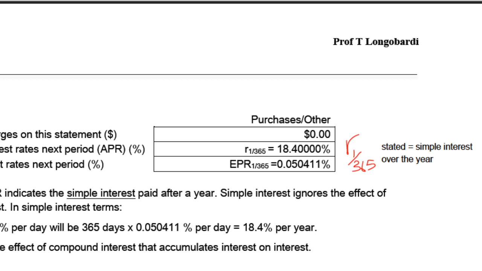But how it's calculated, R1/365 is calculated by taking, and you know this already, I'm just repeating, by taking the effective rate, what you really pay every day, what they really charge you every day on your outstanding balance.